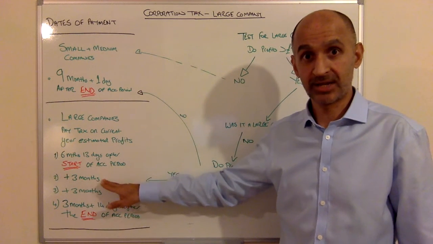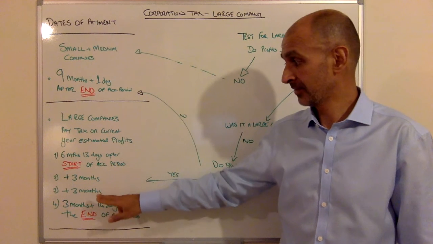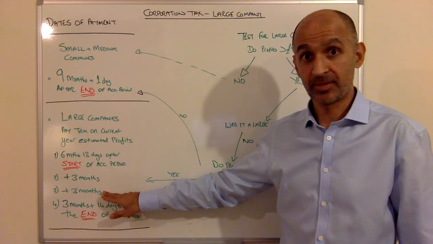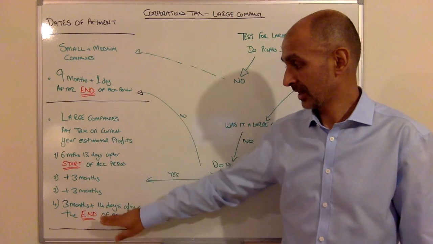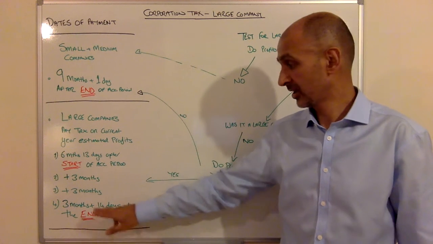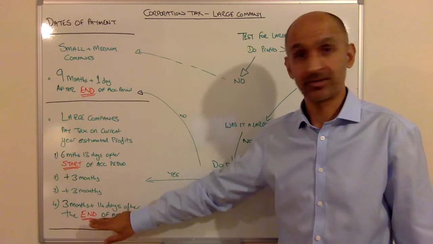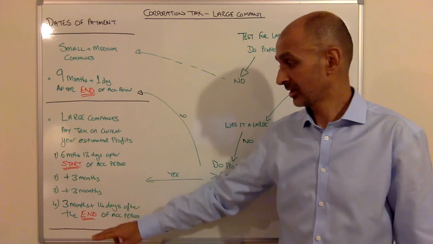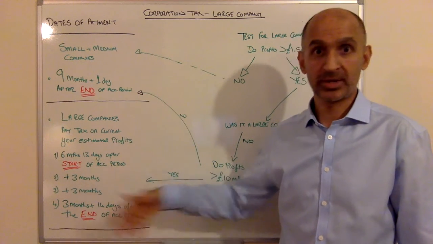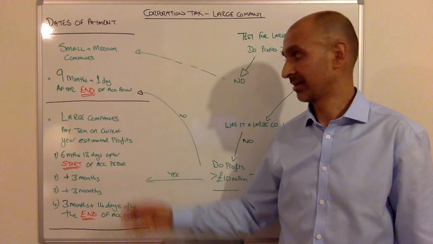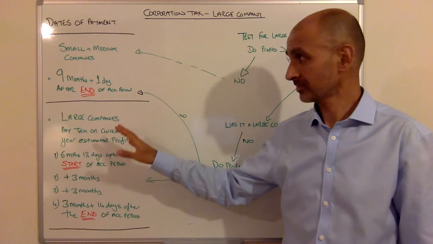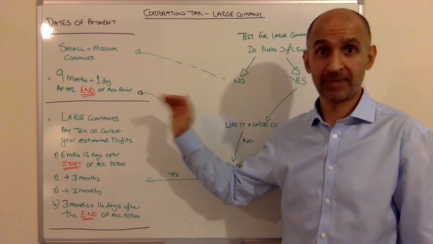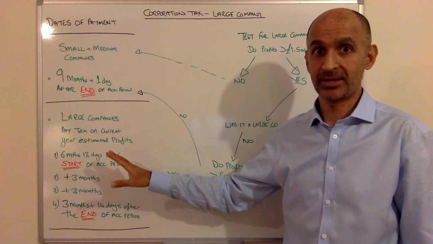Then 3 months later, you have to pay another 25%. And the last instalment is payable 3 months and 14 days after the end of the accounting period. So you're really paying your corporation tax in a very accelerated fashion if you're a large company. So while, as I say, the rate might be the same, the way you pay it is different.